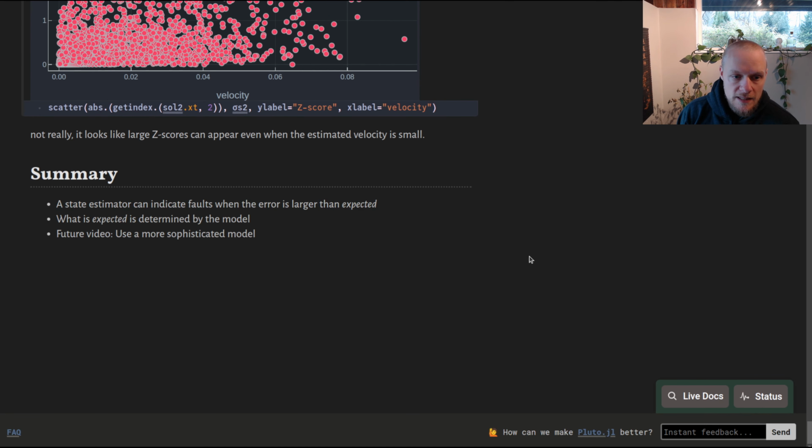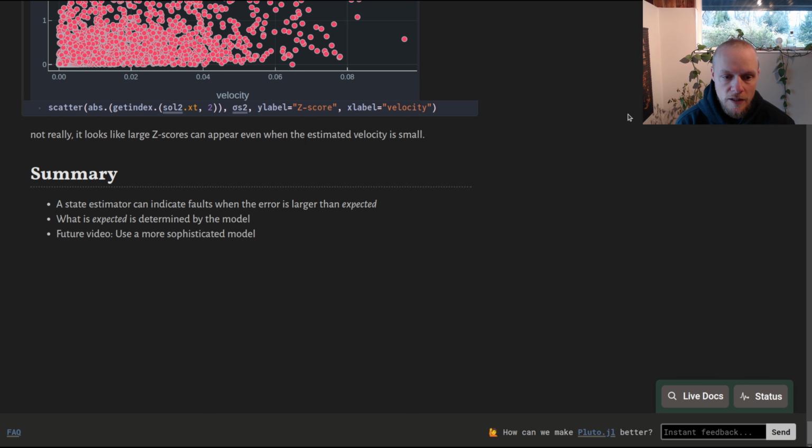All right, so as a summary, we have used the state estimator to indicate a fault when the error is larger than expected. And what does it mean for the error to be larger than expected? Well, expected is under a certain model, right? The model expects the system to behave in a certain way, and if the prediction error using that model becomes large, then we have flagged a fault or something is strange.